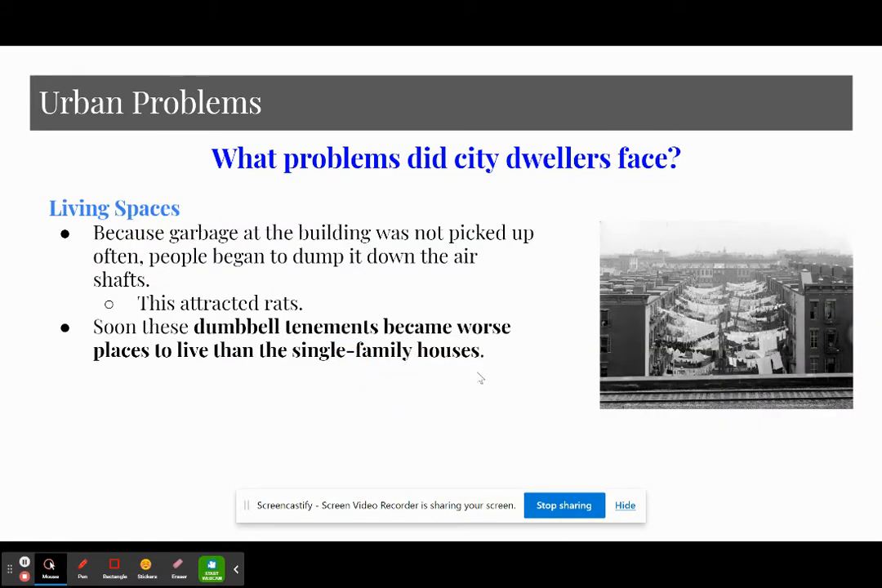So that was the solution to the housing problem, but they weren't great solutions because garbage at the building was not picked up often. People began to dump it in the air shafts, so the areas in between the building, which attracted rats. So soon these dumbbell tenements became worse places to live than single-family houses. So it didn't really solve the problem. It helped marginally.